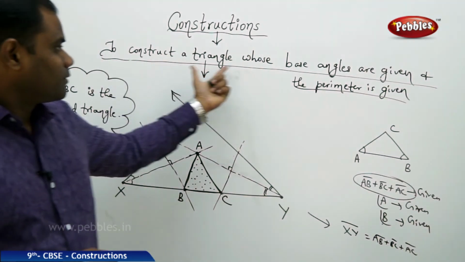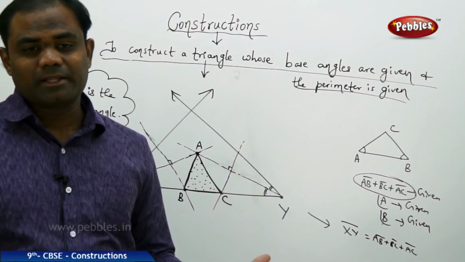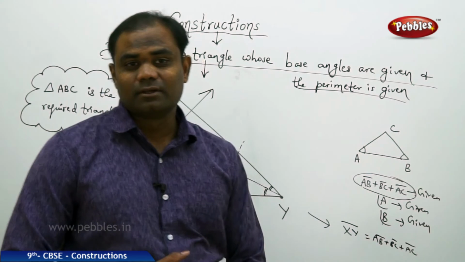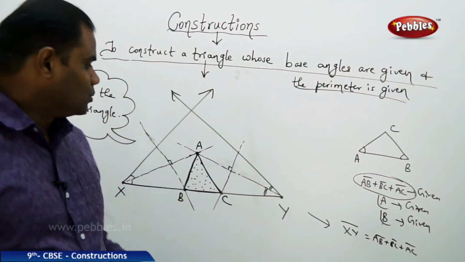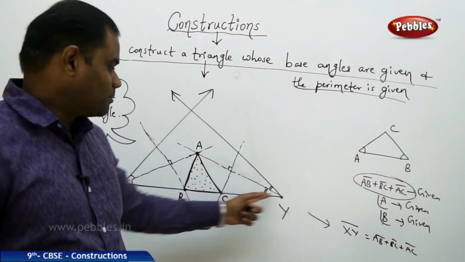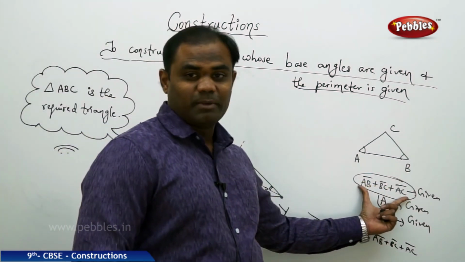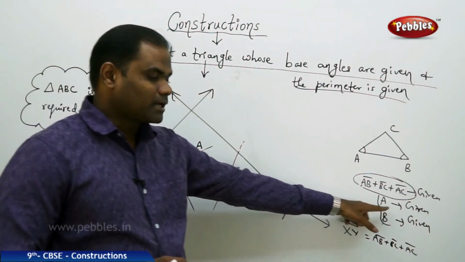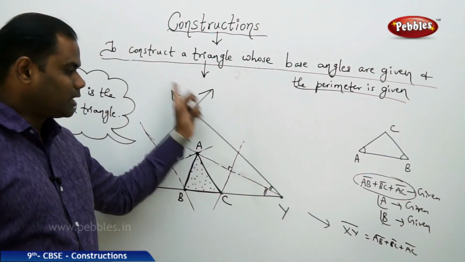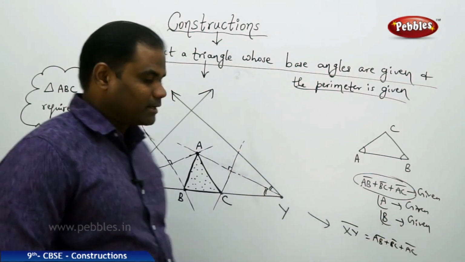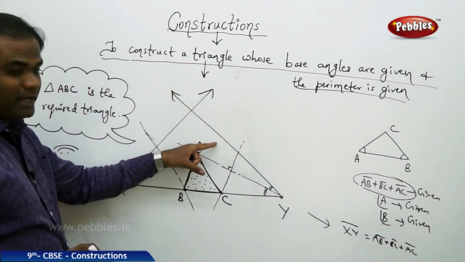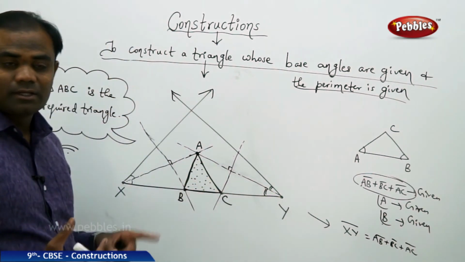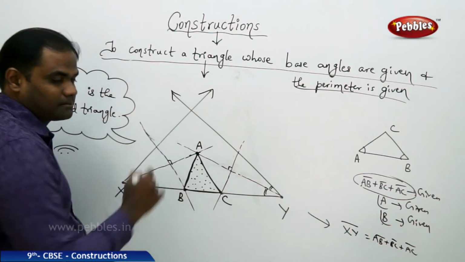So if base angles are given and the perimeter of the whole triangle is given, that is the sum of all sides of the triangle is given, we can construct a triangle using this process. Take the base with the measurement of the perimeter of the triangle. From X, draw an angle equal to angle A. From Y, draw an angle equal to angle B, and then draw the angular bisector of X, and from Y draw the angular bisector of Y, and then they meet at point A.